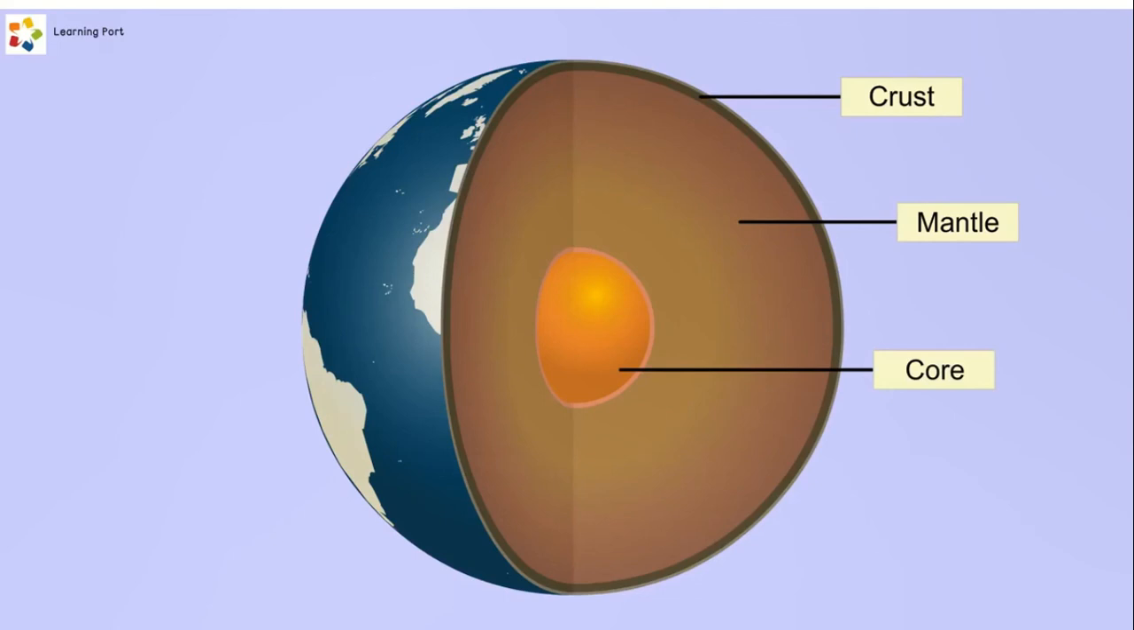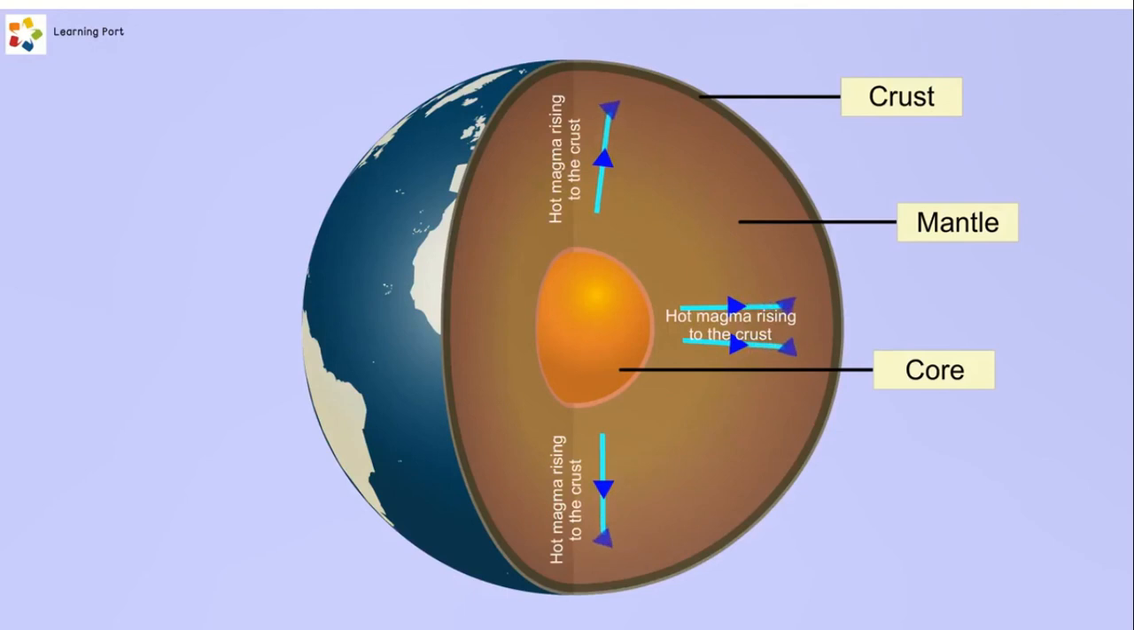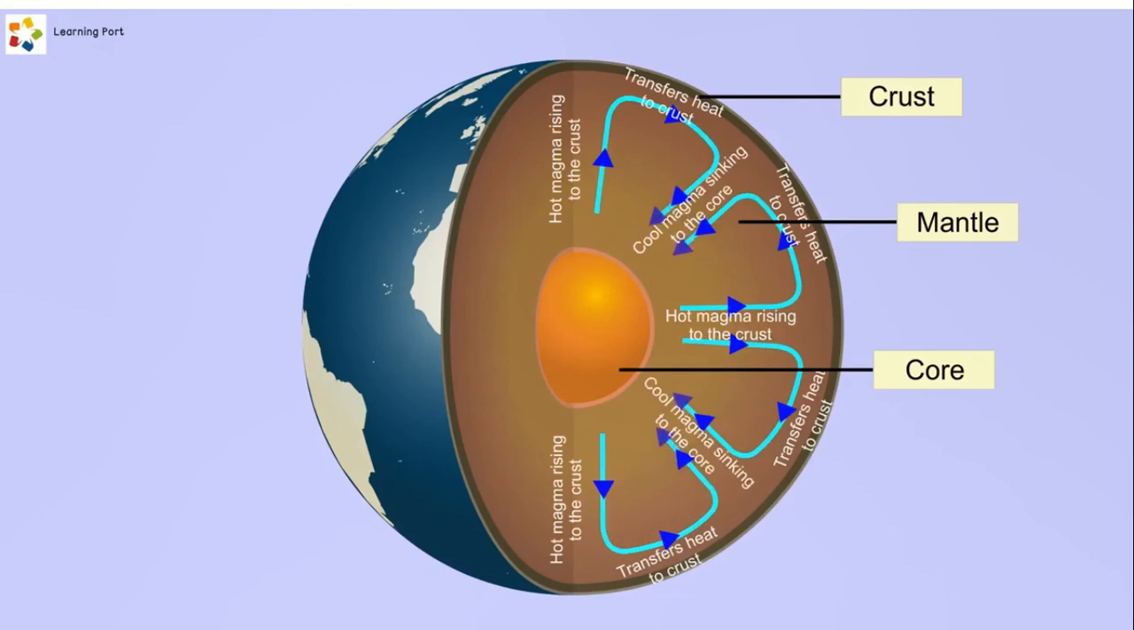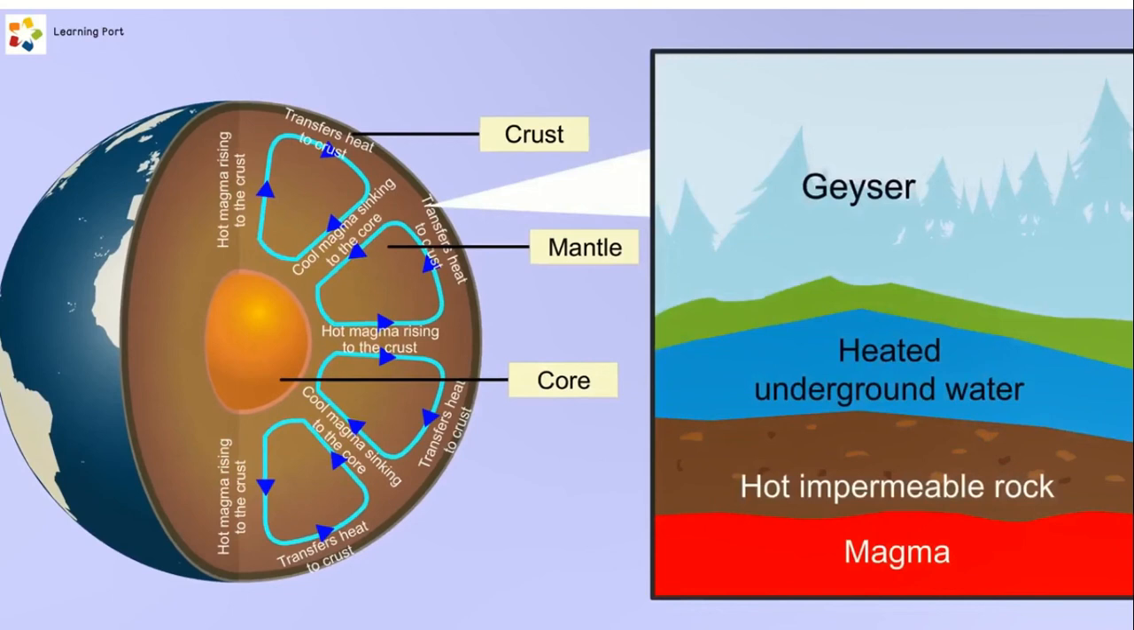The liquid magma is heated by the hot core and rises to the surface below the solid crust by convection. There, it transfers its heat to underground water in the Earth's crust, cools down, and sinks towards the core, where it is heated up again. This continuous circulation of magma, due to convection currents, heats up the underground water, some of which escapes onto the Earth's surface as hot springs or geysers.